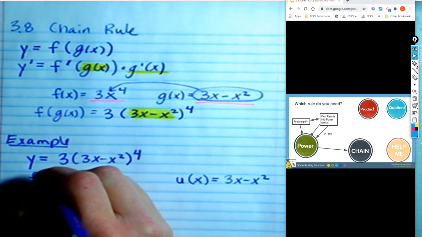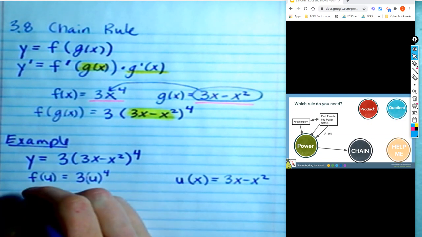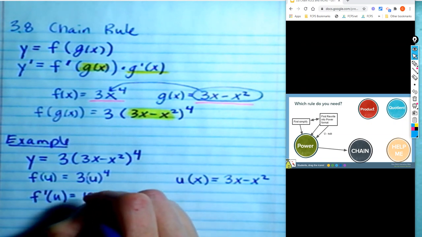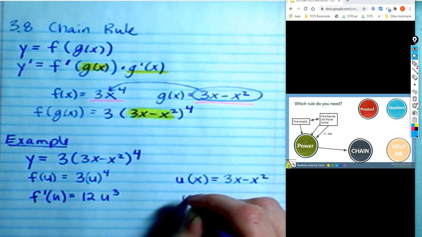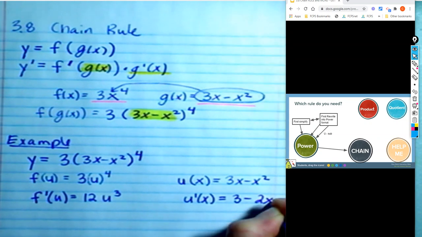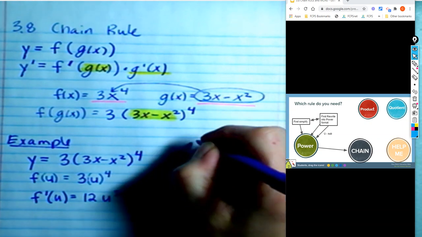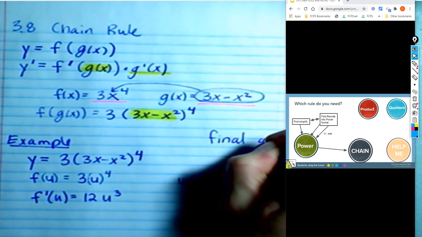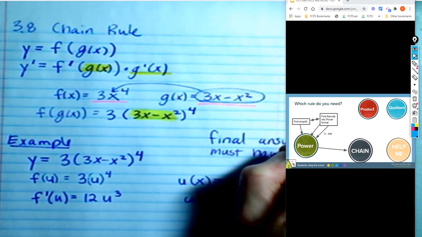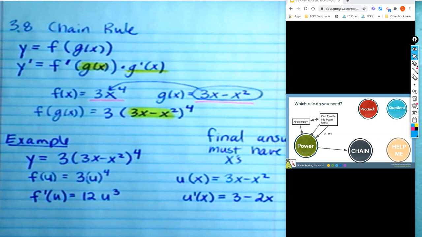Okay, so I'm going to change that because this letter should match this one. So let's do the outside derivative. F prime of u equals 12u cubed. U prime of x equals 3 minus 2x. Now the reason I didn't use x's here is because I don't want to forget that your final answer must have all x's, which means you've got to replace back that u.